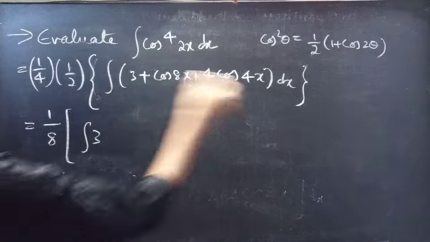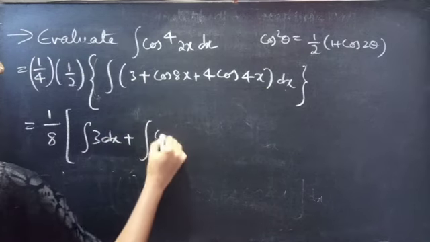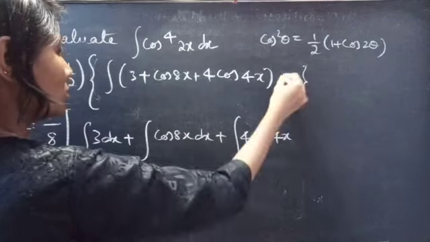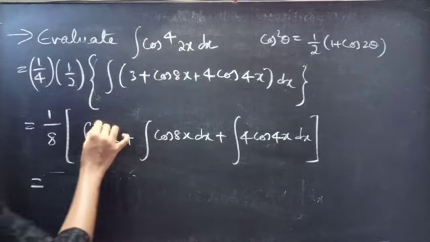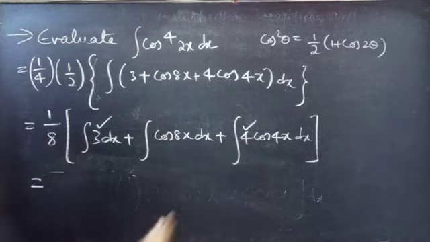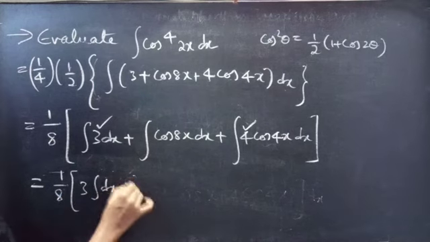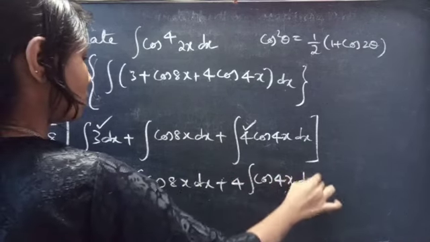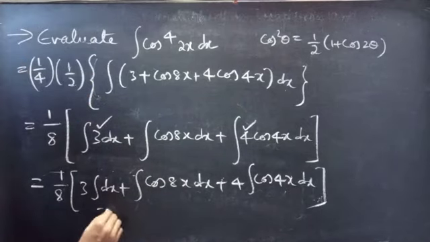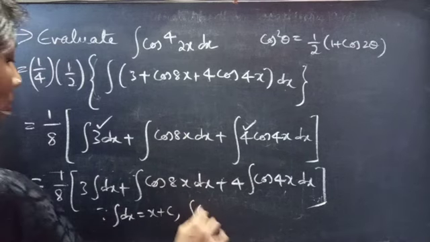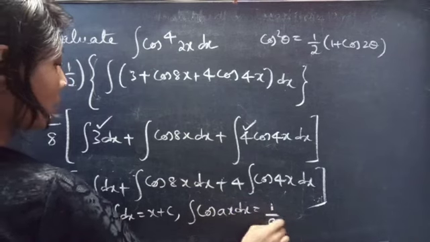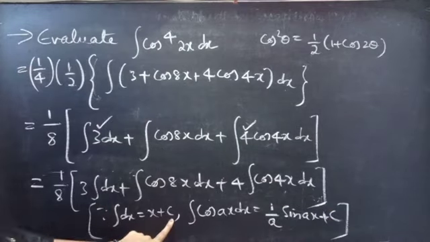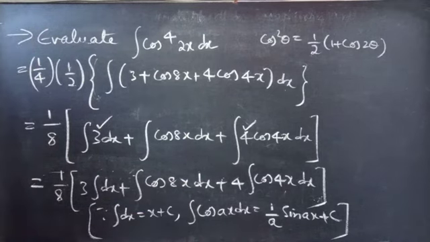integral 3 dx plus integral cos 8x dx plus integral 4 cos 4x dx, which equals, here 3 and 4 are constants, so write these constants outside the integral. Then we'll get 1 by 8 into 3 integral dx plus integral cos 8x dx plus 4 integral cos 4x dx. Since we know that integral dx is x plus c and integral cos ax dx is 1 by a sine ax plus integral constant c. Now, instead of writing plus constant to every integral, we'll just write one constant finally in the solution.